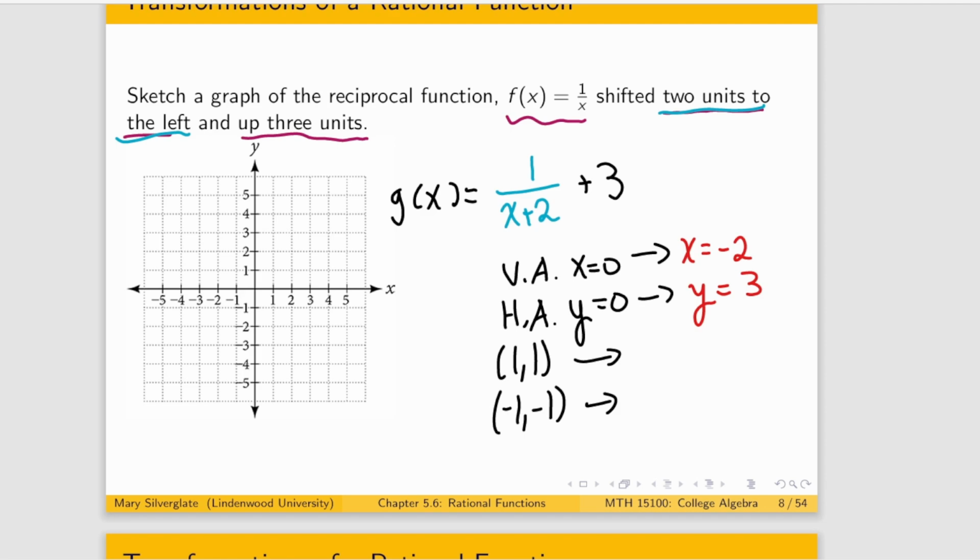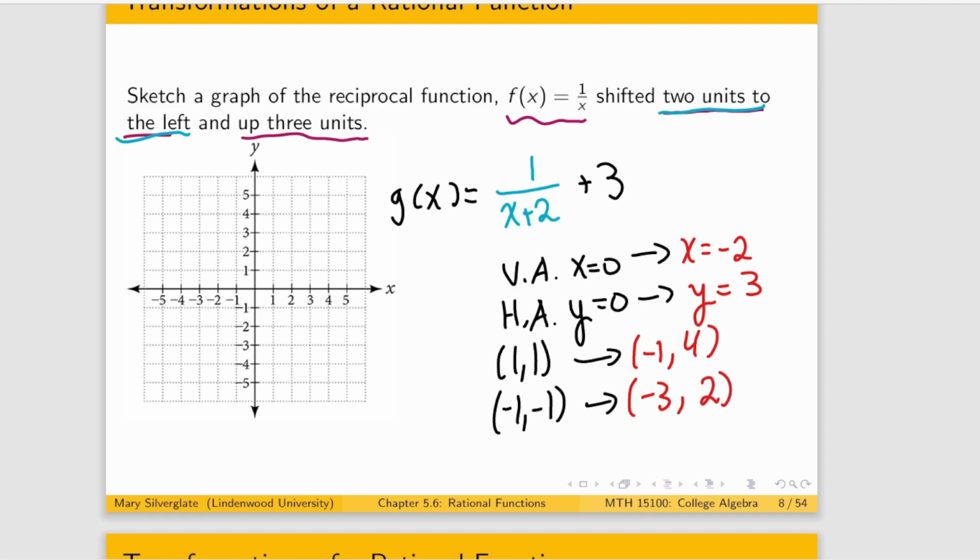For the point 1, 1, the x value being shifted to the left 2, 1 minus 2 gets us negative 1. And for the y value being shifted up 3, 1 plus 3 gets us 4. Similarly, for the point negative 1, negative 1, shifting left 2, negative 1 minus 2 gets us negative 3. And shifting up 3, negative 1 plus 3 gets us 2.